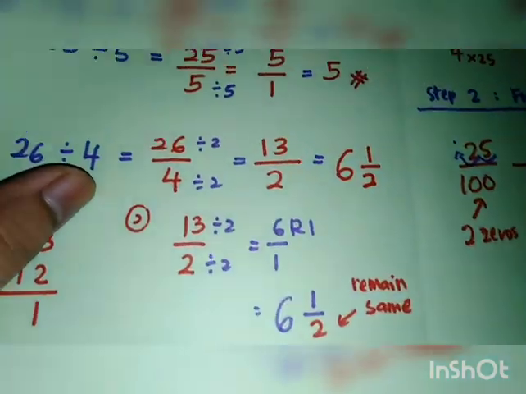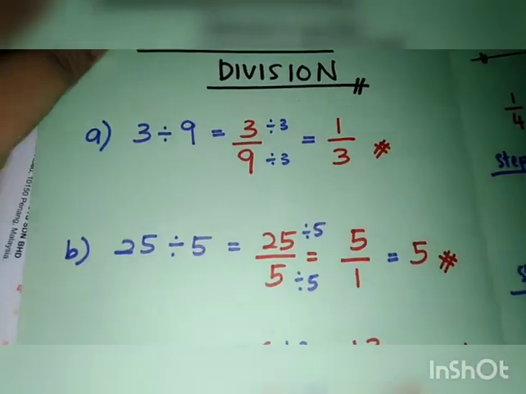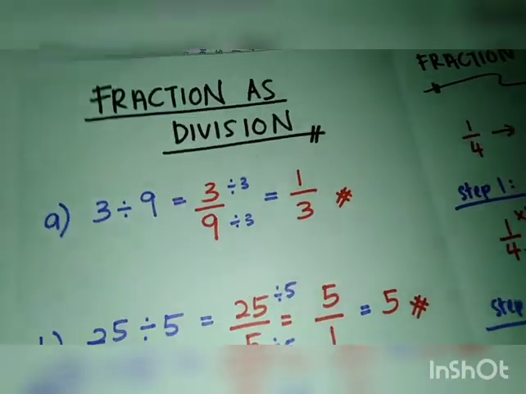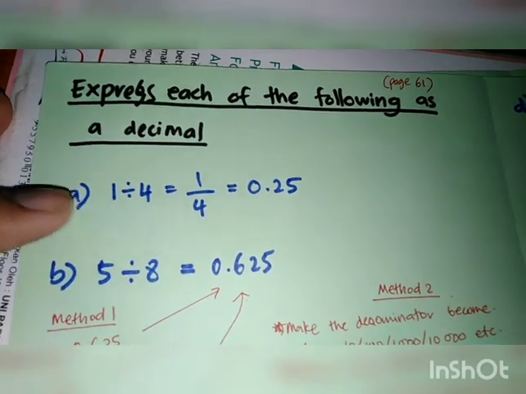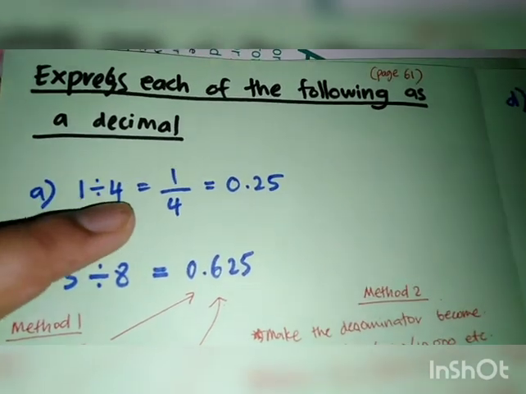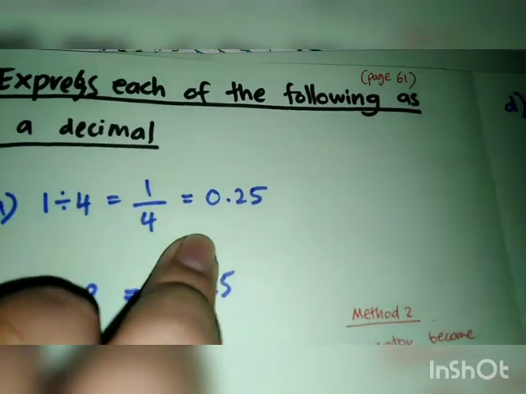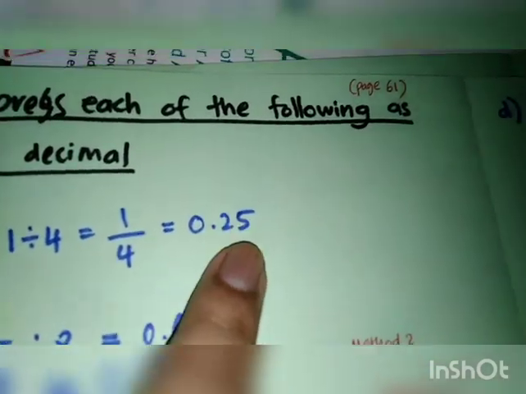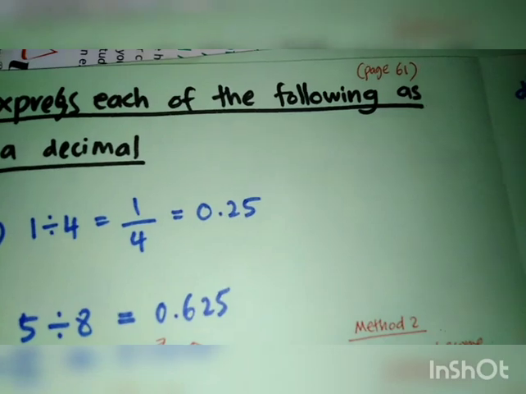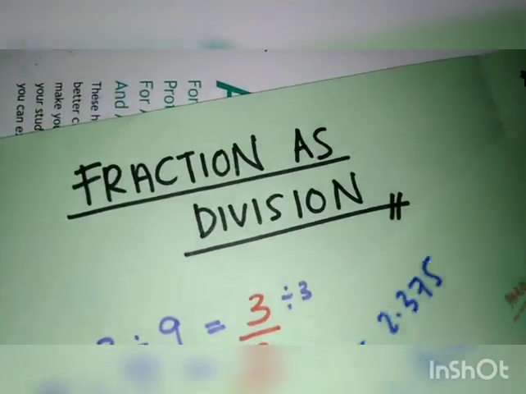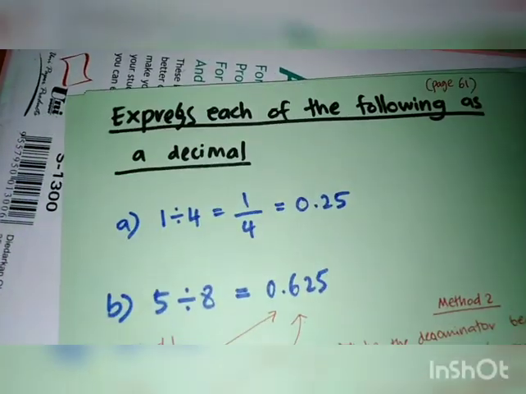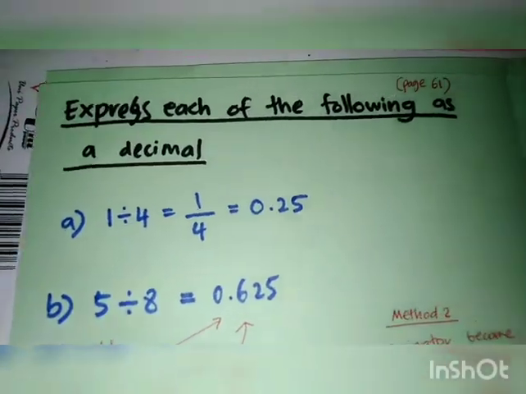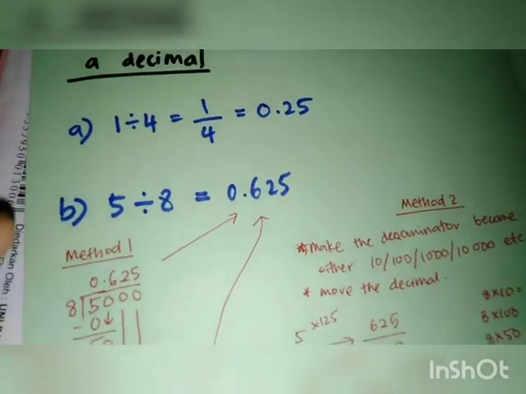Alright. So you may go to your Shaping Maths books, turn to page 61. So for A, 1 divided by 4 is equal to 1 over 4 is equal to 0.25. How to get the answer will be explained with my next video, inshallah. So don't forget to watch my next video, okay?